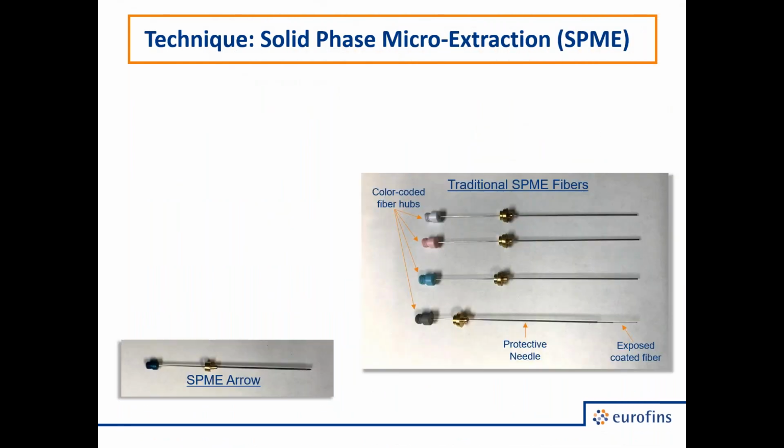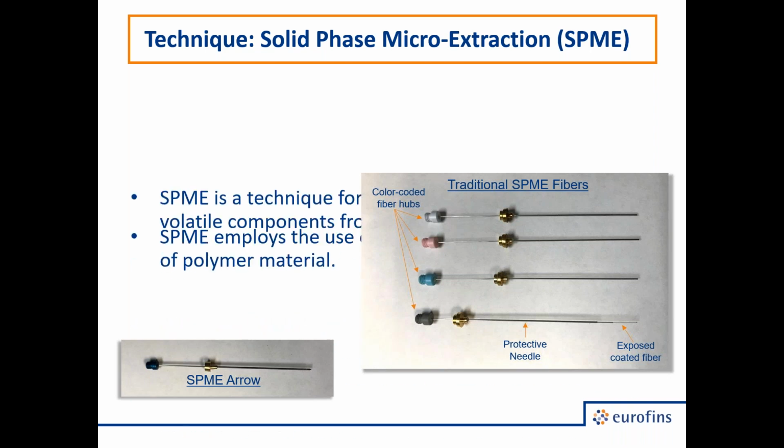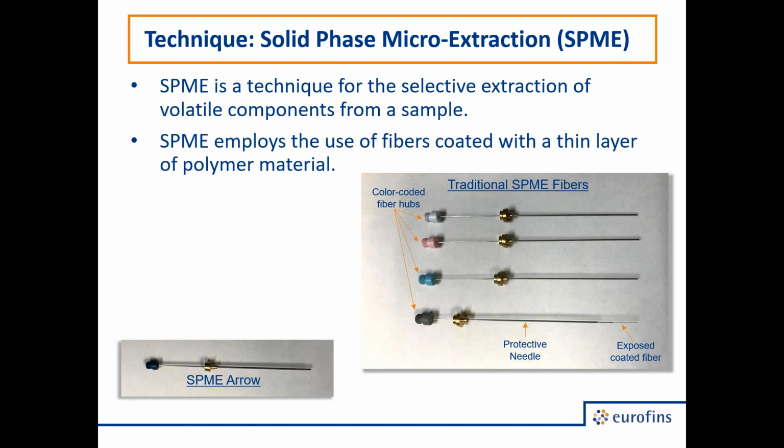So I've talked a bit about how we separate compounds and then how we detect and identify them. But before we can do any of that, we have to sample these volatile compounds. That is, we have to get them from the product into the gas chromatography system. And there's a number of ways of doing this, but our most powerful approach is known as solid phase microextraction, or SPME for short. And SPME is a technique for the selective extraction of volatile components from a sample.